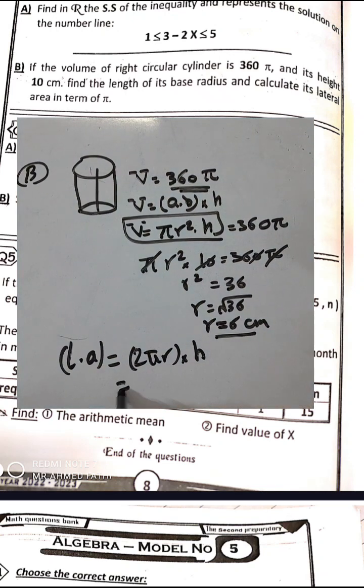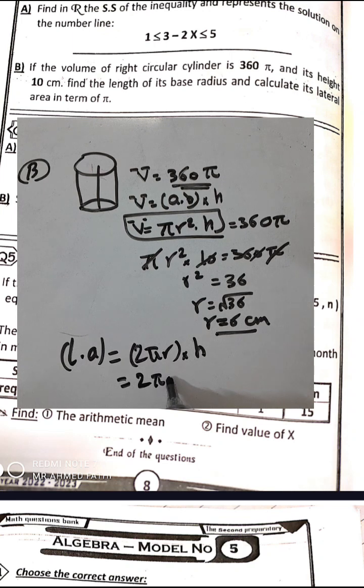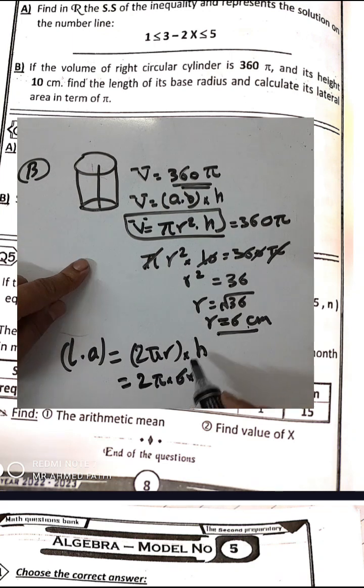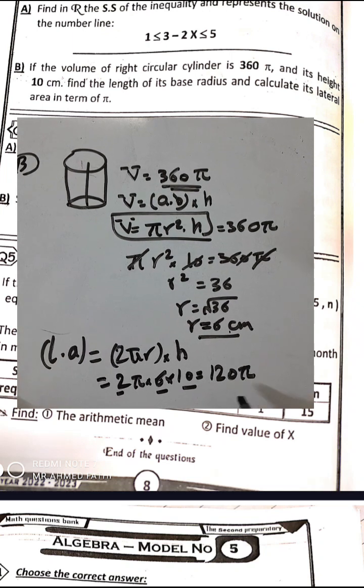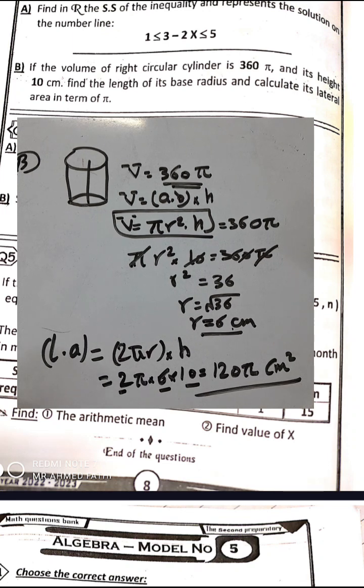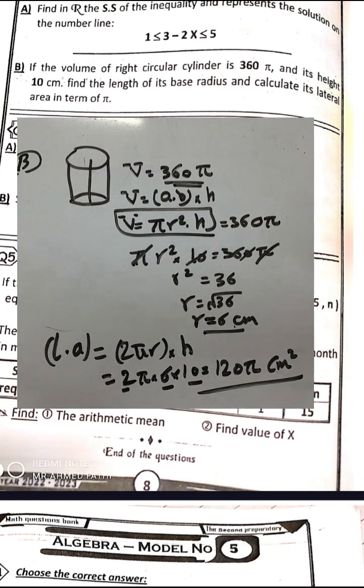And then you can write 2π multiplied by radius 6 multiplied by height, the height was 10. Then the result will be 2 times 6 times 10, which is 120, and write π behind it. Then the result will be 120π square centimeters. Okay, you wanted to find the lateral area.